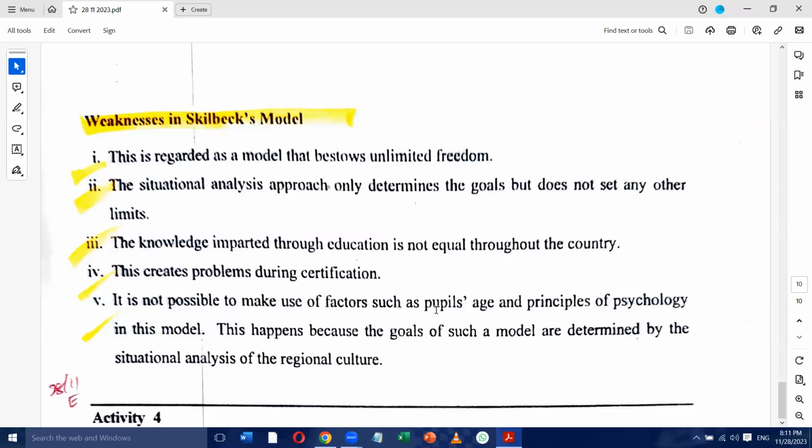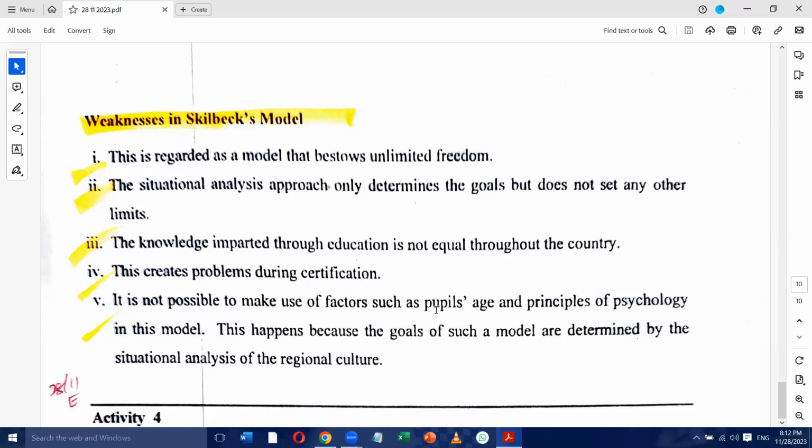It is not possible to make use of factors such as people's age and principles of psychology in this model. This happens because the goals of such a model are determined by the situational analysis of the regional culture. Again, the situation is based on the regional culture. So the region might have different languages, different ethnicities, different groups of people, or people who follow different faiths. In other words, you can say different religions.